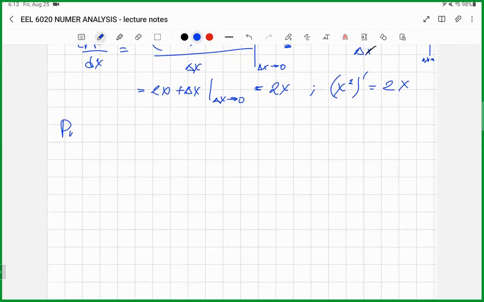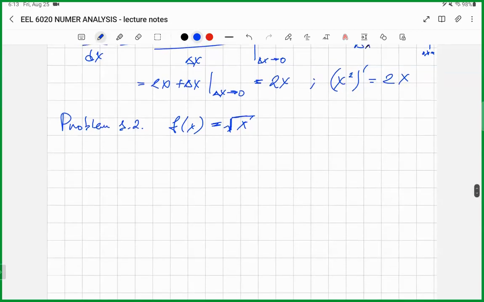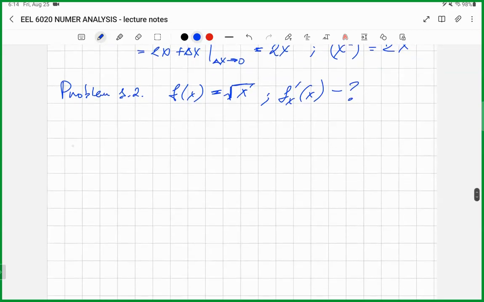So let me describe another problem, 1.2, basically the same, but another function: f of x is equal to square root of x. Right, square root is the opposite mathematical operation to the polynomial function. So what is the derivative of this function? We do basically the same.